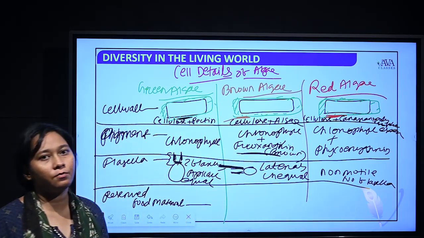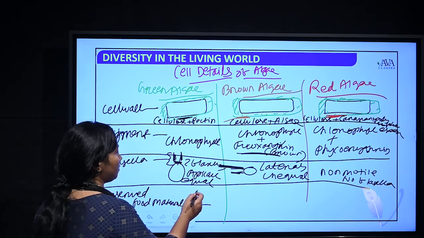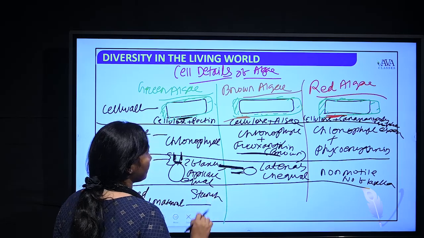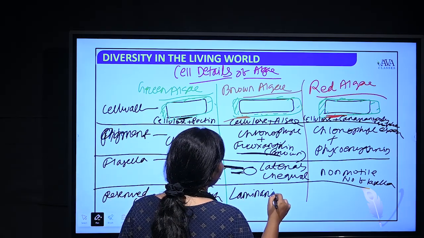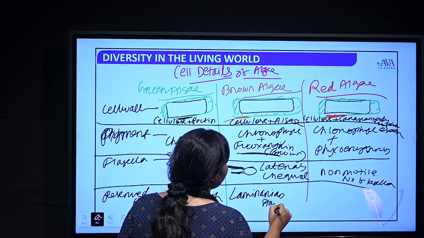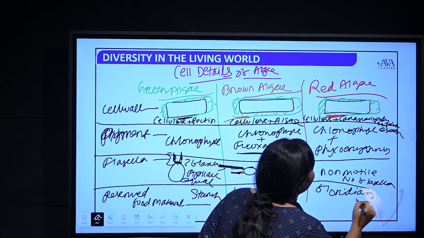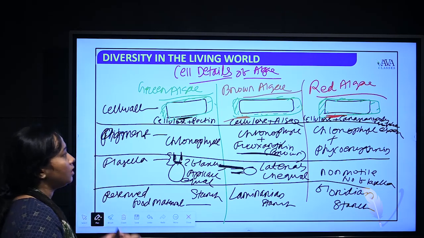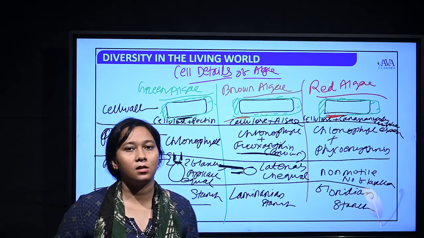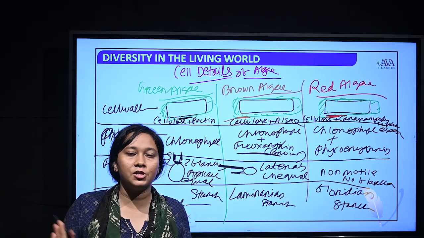Let's talk about reserve food material. In green algae the reserve food material is starch. In brown algae it is laminarian starch. In red algae it is Floridian starch. Clear? So these are the basic differences in their cell structures.